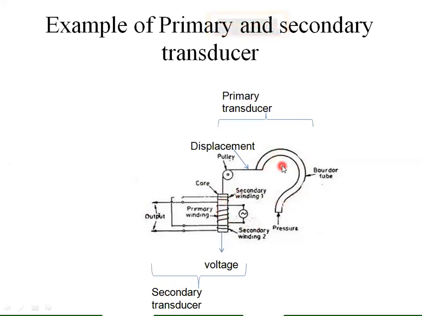In the primary transducer here, the Bourdon tube is taken. Any type of transducer can be taken, but here, as you can see, the Bourdon tube. In the Bourdon tube, the pressure is applied here, and because of this application of pressure, this side will be displaced. This side is connected to the core of the LVDT. So when the pressure, which is a physical quantity, is applied on this, it starts displacing, and because of this the core is moving in upward and downward direction.